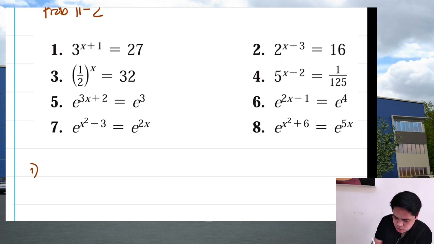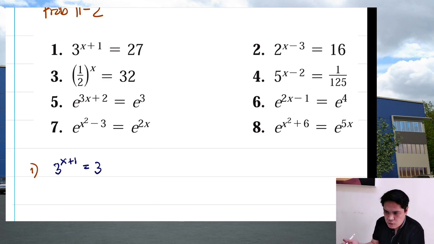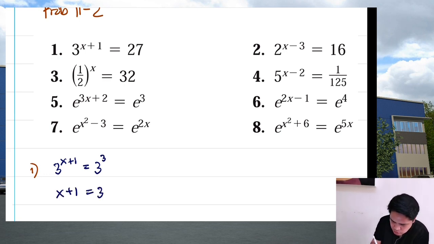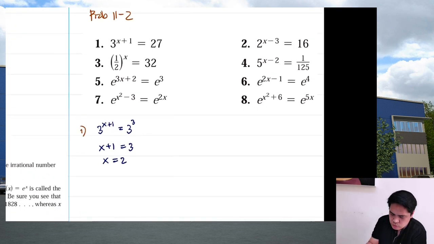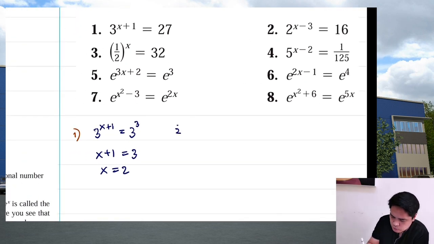For number 1, we have 3 raised to x plus 1 equals 27. And 27 is 3 cubed, right? 3 times 3 is 9 times 3 is 27. 3 cubed. So, therefore, x plus 1 is equal to 3. Therefore, x is equal to 2. So, easy. How about number 2?